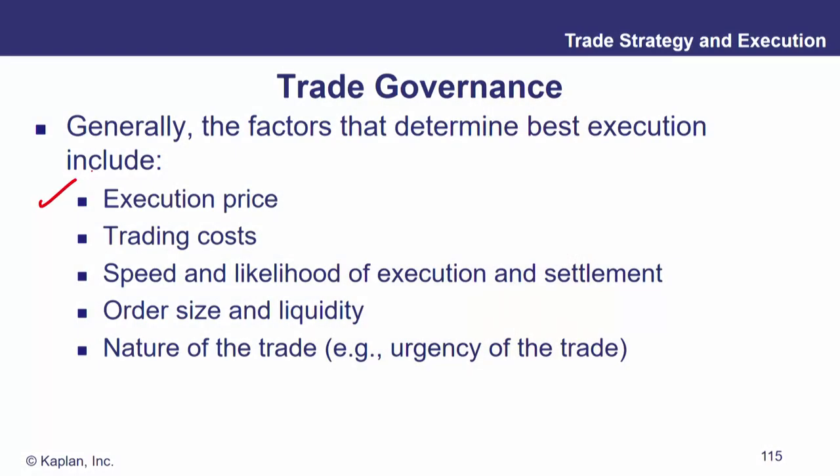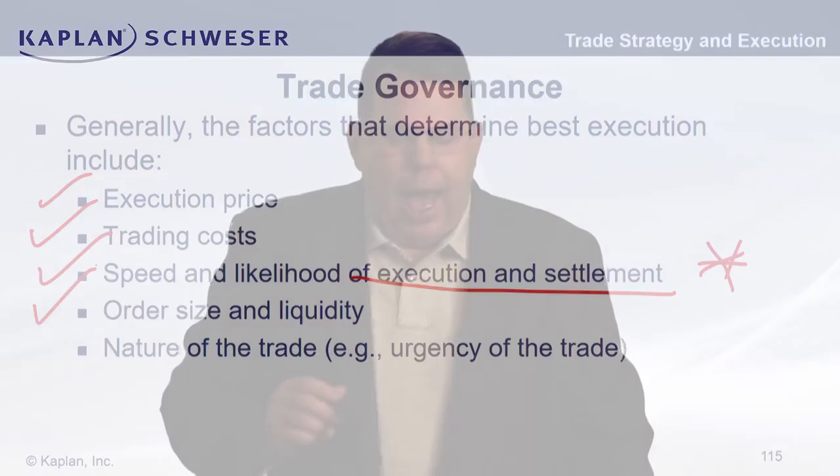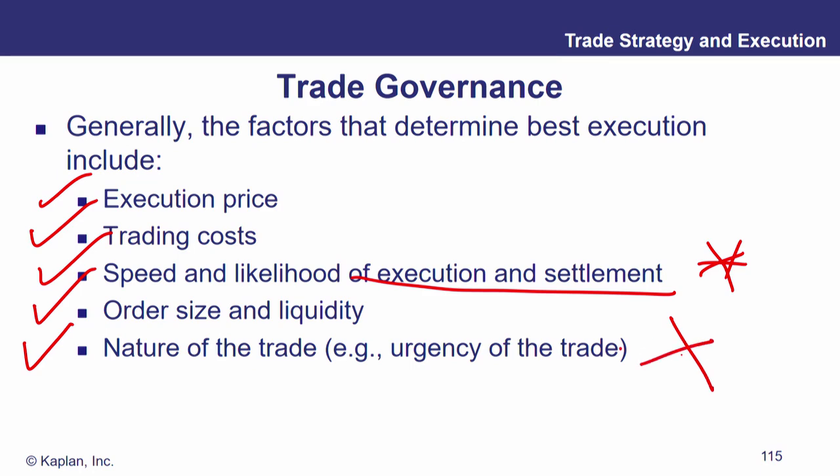Okay, so what factors generally determine best execution? Well, execution price, absolutely, that's part of it. Trading cost, sure, that's part of it. It's not the whole thing. The speed and likelihood of execution and settlement. This is critical. If you have the lowest trading cost, but you never execute any of my trades, who cares that you're cheaper? Order size and liquidity. How well do you do with big trades? How good are you at filling orders in low liquidity markets? And then this is, again, another key area. I want to know how good you are if I absolutely have an urgent trade that needs to get filled.